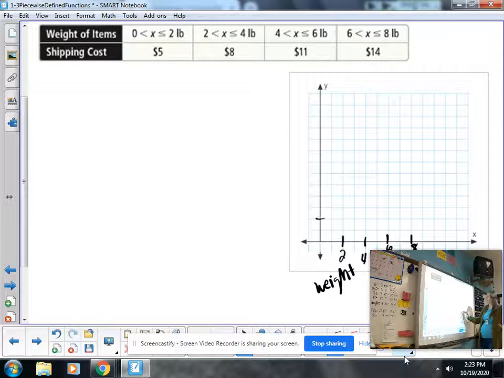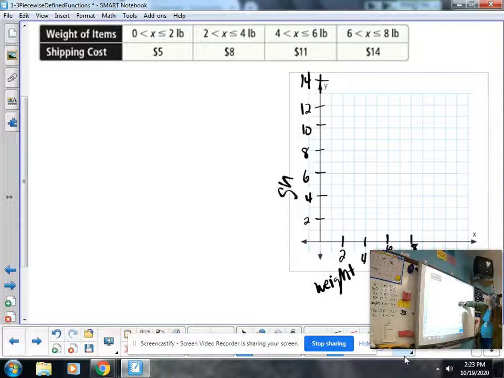And then I have 2, 4, 6, 8, 10, 12, and I have to add one more line to get to my 14, and this is going to be shipping cost.